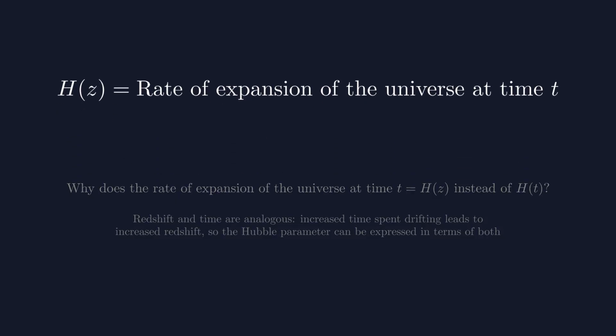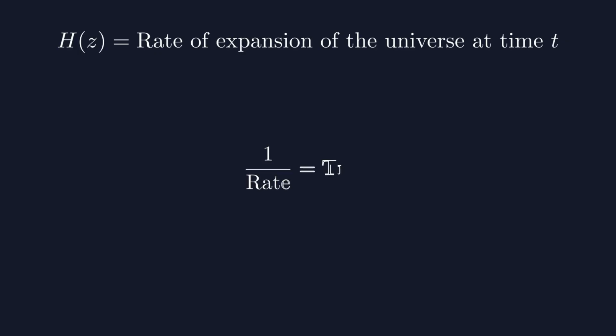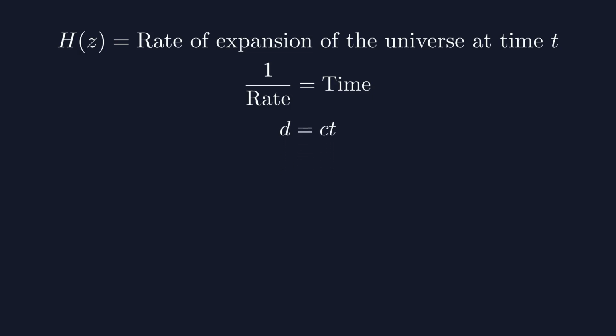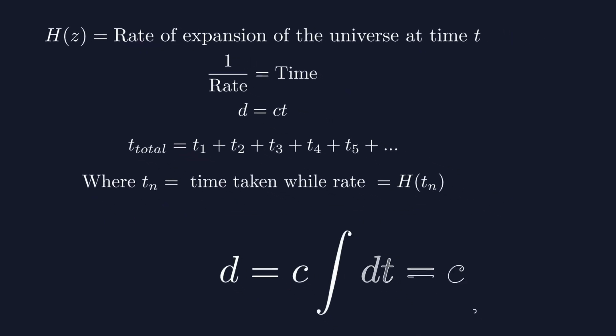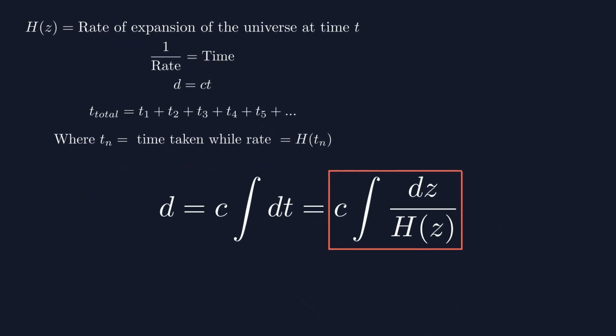Now, to link it to distance, consider that the reciprocal of rate is time. We also know the distance traveled by the light from a distant galaxy is speed of light multiplied by the time taken. Then, if we add each piece of time the light has been traveling for during different values of the Hubble parameter, we get the total travel time. This can be expressed with an integral, giving us the final equation.